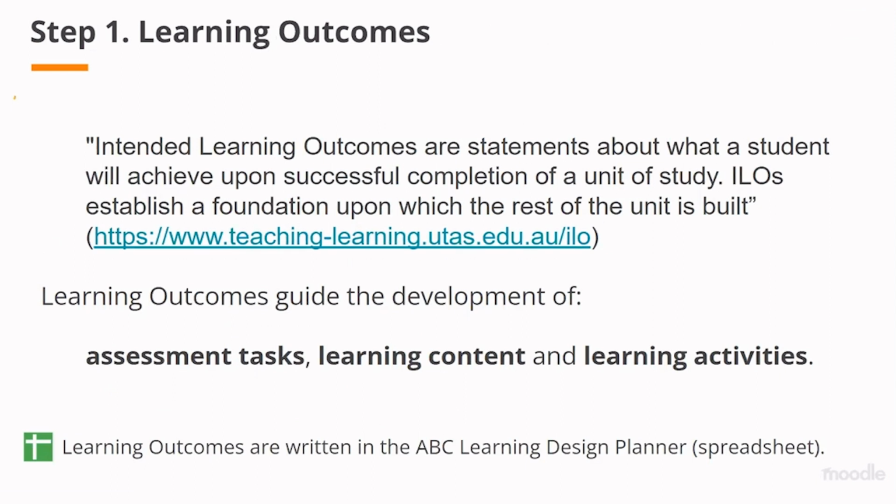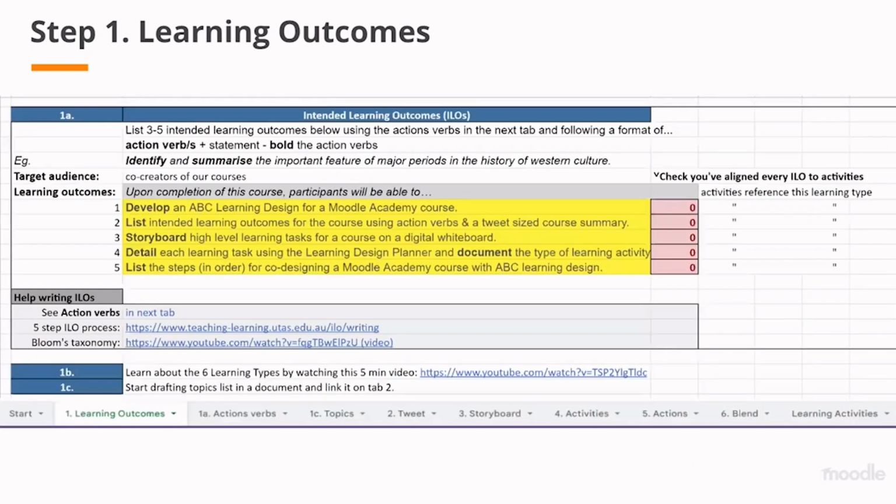Intended learning outcomes are statements about what a student will achieve upon successful completion of a unit of study. They establish a foundation upon which the rest of the unit is built, and they guide the development of assessment tasks, learning content, and learning activities. So it's an important first step. We do this before the workshop to give the course team time to develop these learning outcomes. And I'll show you the actual spreadsheet in a moment, but this is what the tab for learning outcomes looks like.